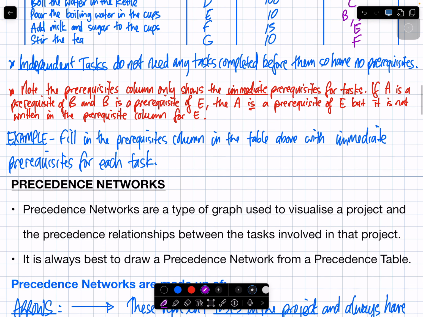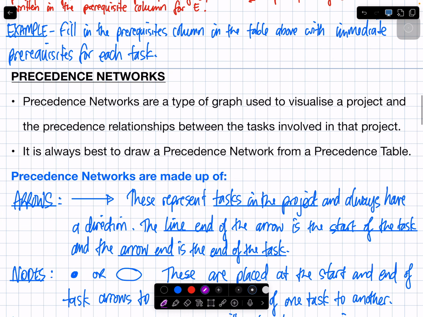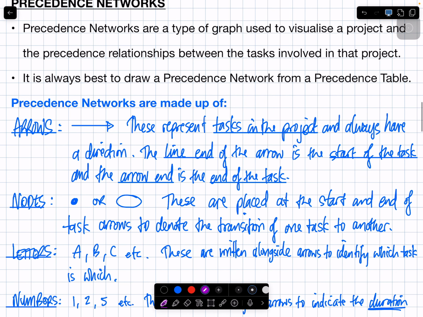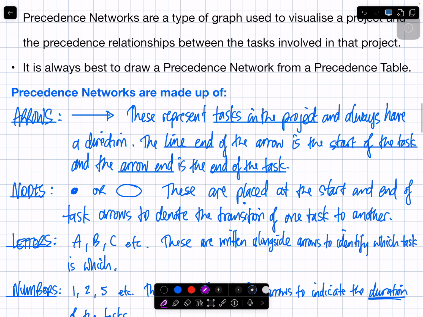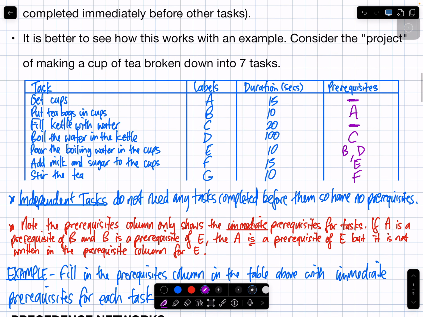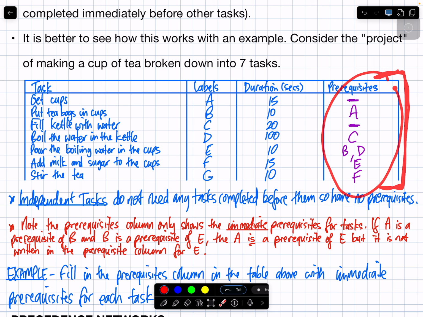Okay, this is where we get to the spider webs. Precedence networks are a kind of graph that we use to visualize a project and the precedence relationships between the tasks involved in that project. It's always best to draw a precedence network from a precedence table. So that's why I showed you the table first, because it's going to be easier for you to draw a network if your prerequisites are given in this form, okay?